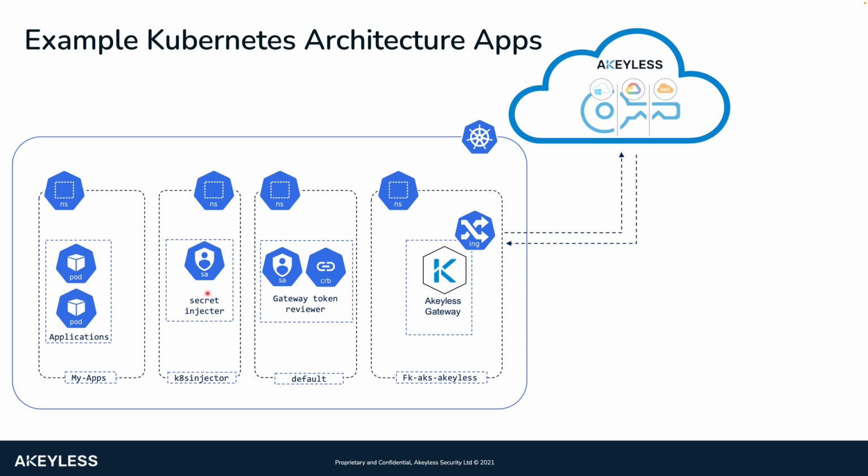To the right of that, I have the Kates injector namespace. This will be the dedicated namespace where we install our Kubernetes webhook injection service. And as I mentioned earlier, this webhook will listen for events and inject an executable inside a pod, which will then fetch secrets from the Akeyless Vault. Next, I have the default namespace, and this is where I've deployed the Gateway Token Reviewer to authenticate our pods with Akeyless, and I've assigned it the cluster role binding permissions to listen on all namespaces in the cluster.